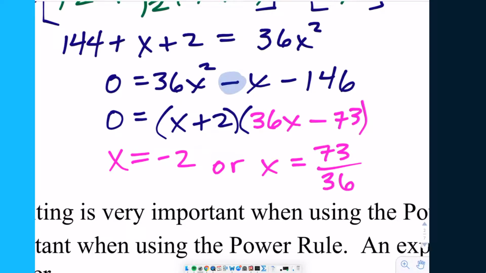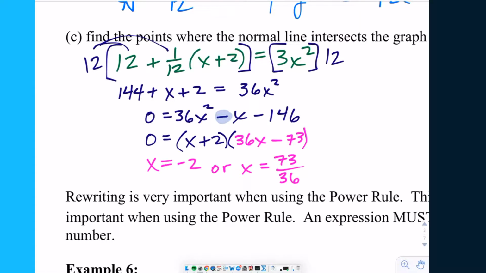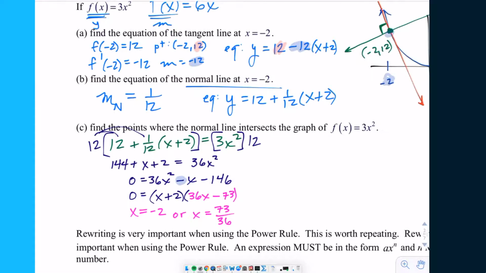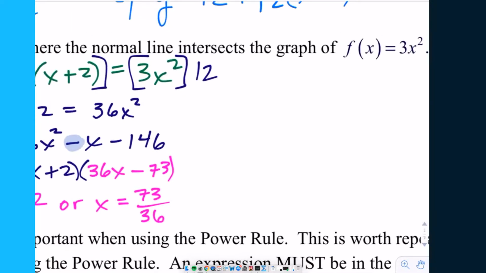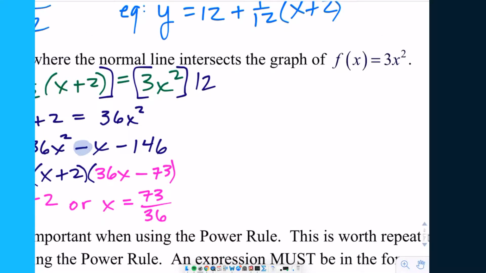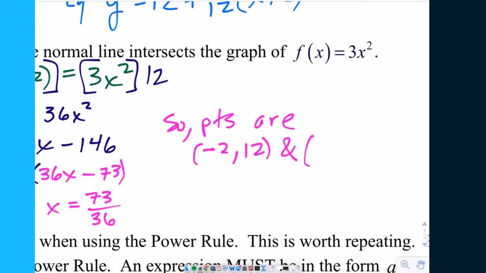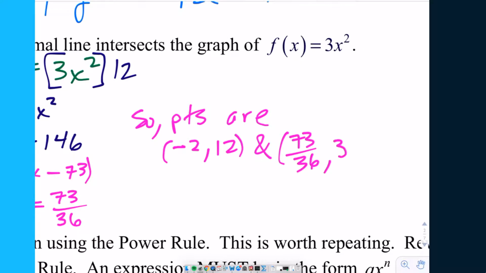Now, we've got to make sure we answered the question. Did it just want the x value? Do we now need to do something else with that? Find the points where the normal line intersects. Okay, so I need to find the actual coordinates. Yeah, so the points are negative 2, comma 12. We already found that one. And 73/36, comma 3 times (73/36) squared. How do y'all like that for an answer?